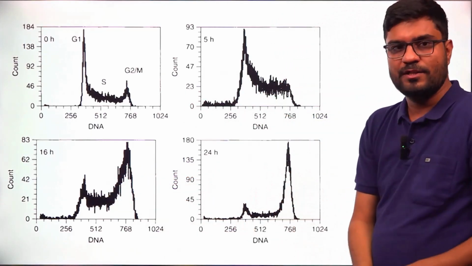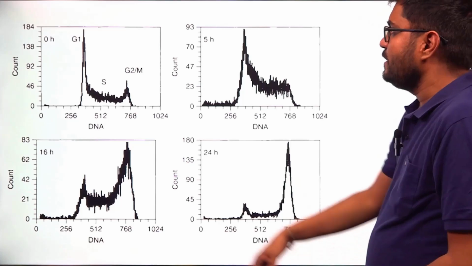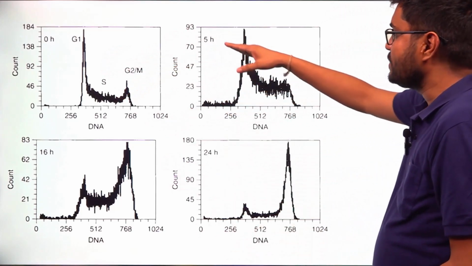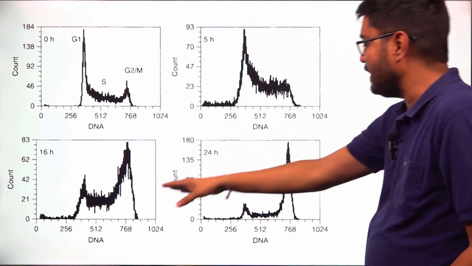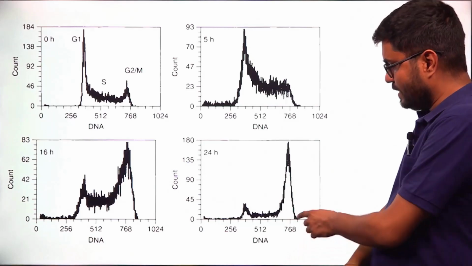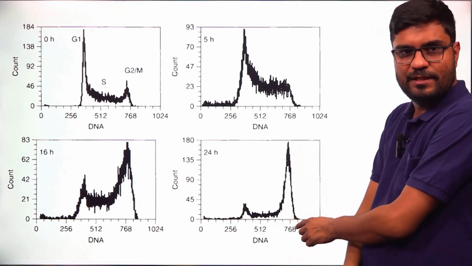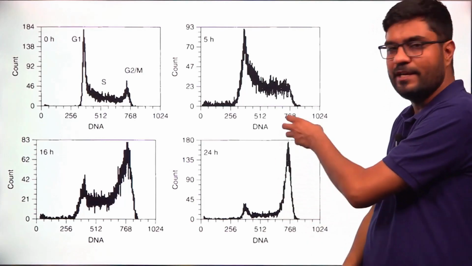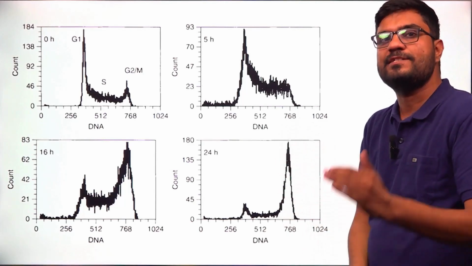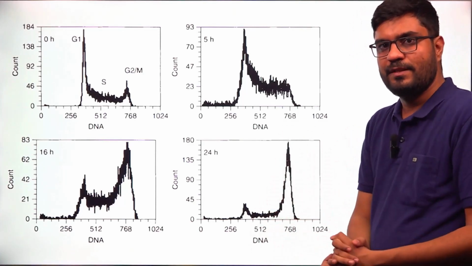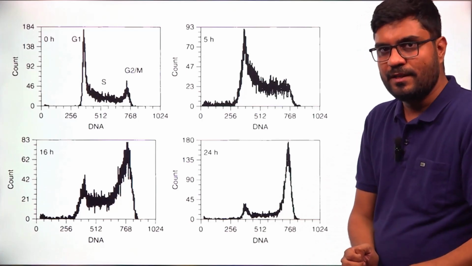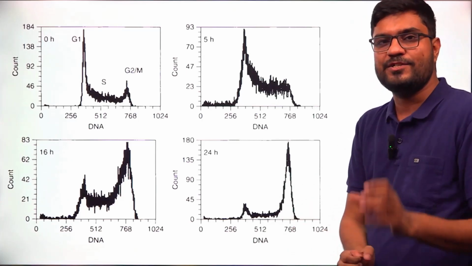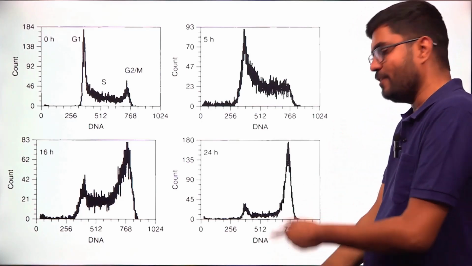If we look at the result, at 0 hours, at 5 hours, at 16 hours, and at 24 hours, you can see that the percentage of cells in G1 and S is decreasing, and in G2 it is increasing. So you can say the cells are ultimately accumulating in what? G2. It means they can pass through G1, they can pass through S, but the cell cycle is arrested or blocked by this drug in what?